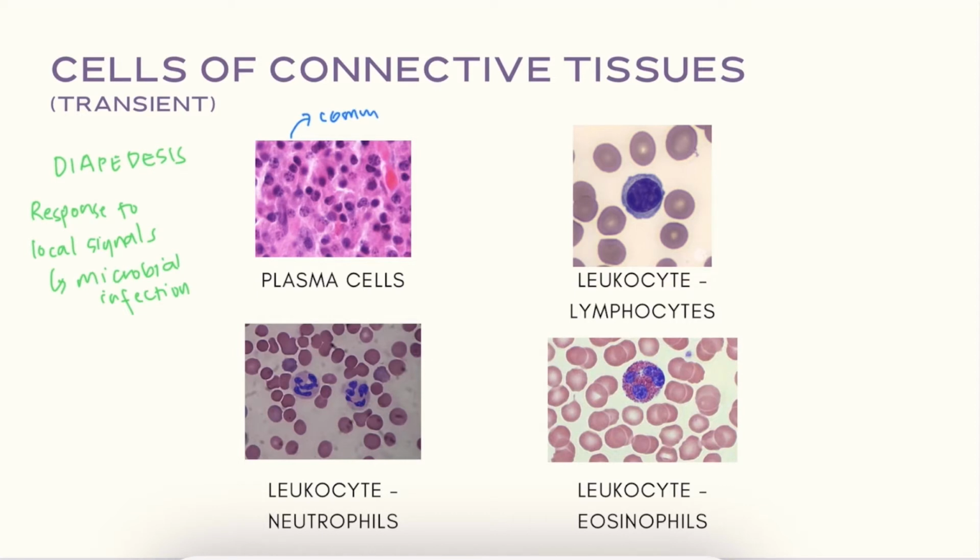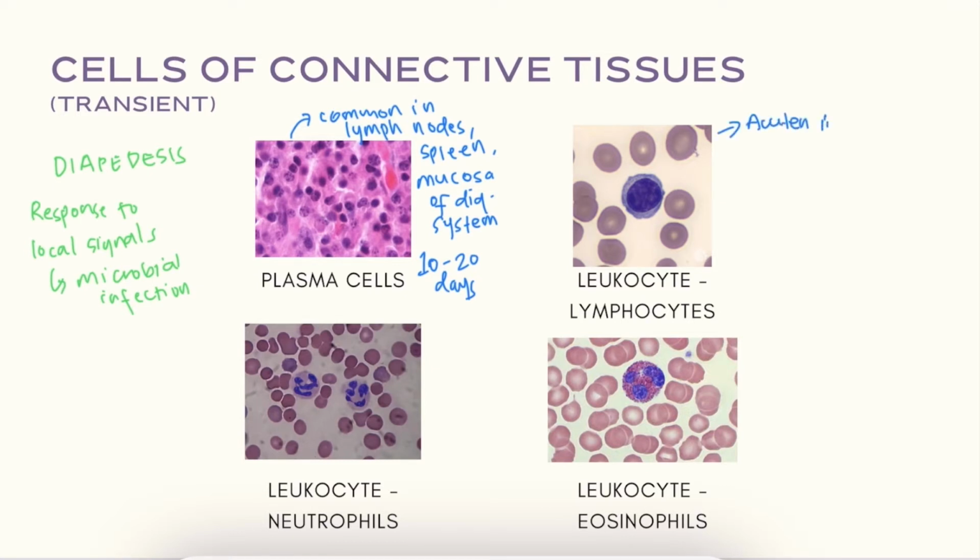Let's start off with plasma cells. Plasma cells may be found in any connective tissue and are common in the lymph nodes, spleen, and mucosa of the digestive system. The average lifespan of a plasma cell is 10 to 20 days. With leukocytes, we have three types. We have your lymphocytes, your neutrophils, and your eosinophils.